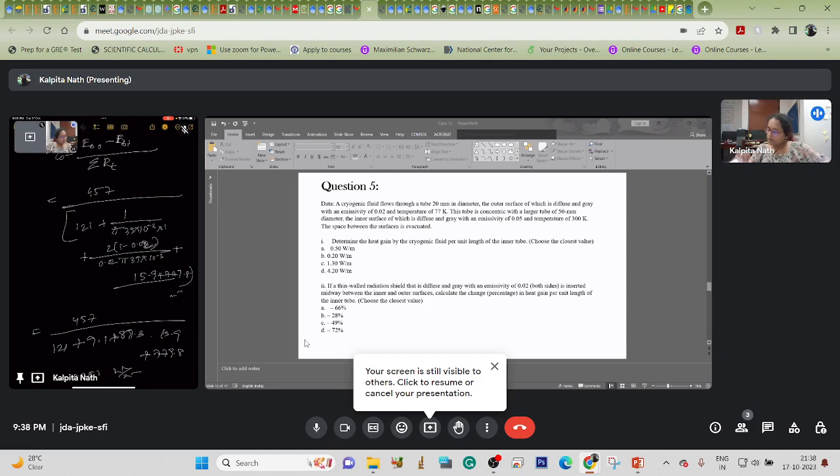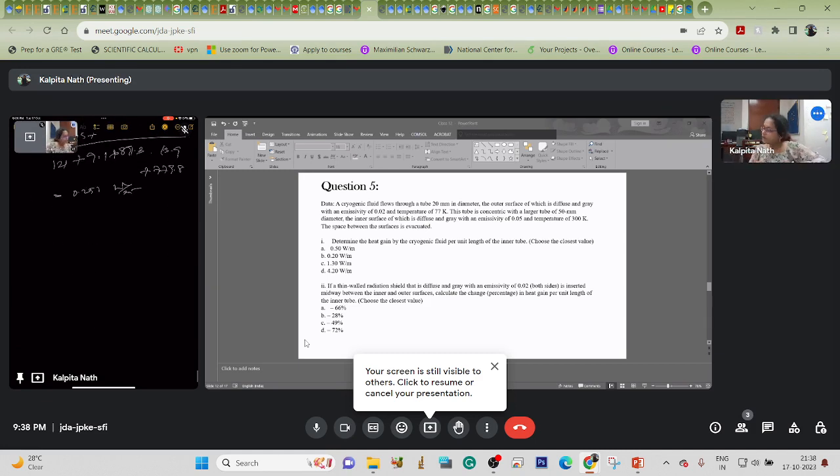Let us do now what we need to find out. We need to find out the reduction in percentage. So Q1 with shield minus Q1 without shield upon Q1 without shield, right? So into 100.